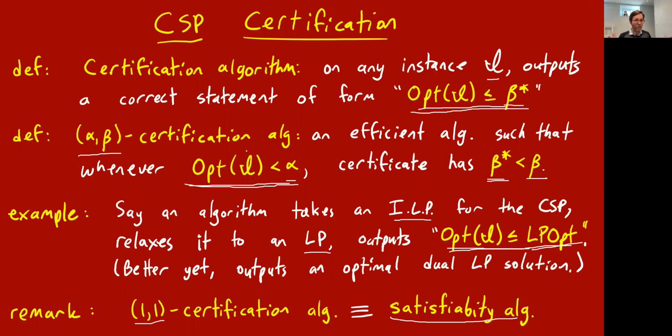And in that way, it can be used as a satisfiability algorithm. You run the algorithm. If it certifies unsatisfiability, then you're like, great, it's unsatisfiable. And if it fails to, if it outputs 1 as its number, then you're like, well, it must be satisfiable.